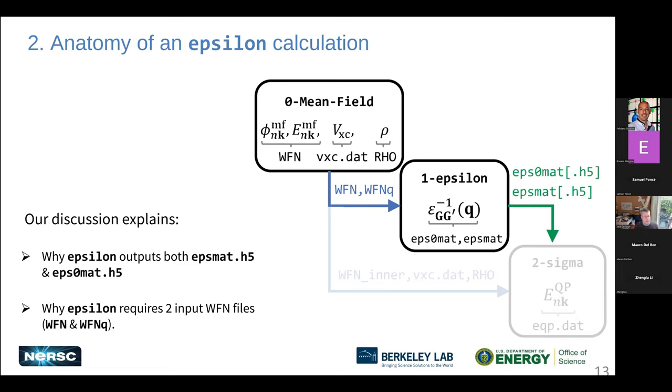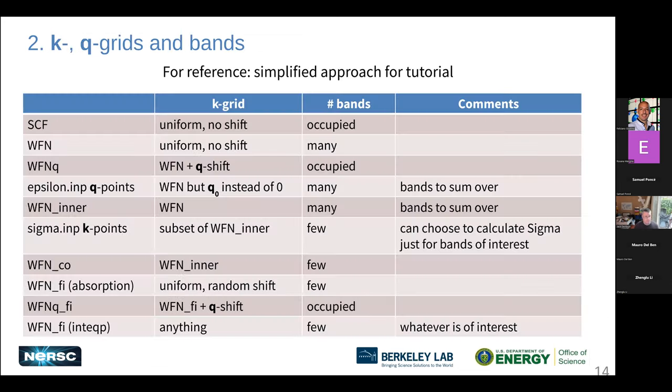Okay, so far I think what we've talked about is the epsilon step and explaining why epsilon outputs both an epsmat file and an epsZeroMat file, and why this epsilon step requires two different input files, WFN and the WFNQ. And I'm going to put this up just as a kind of cheat sheet. So you can download these slides and use this table as a cheat sheet for what these different file names typically mean.